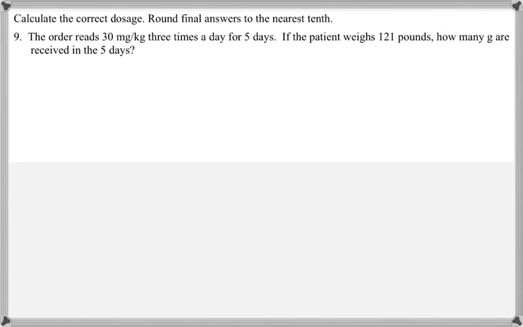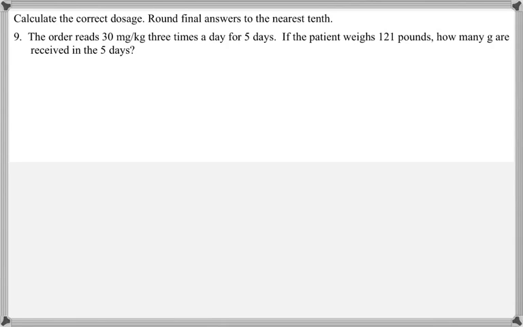Number 9 says the order reads 30 milligrams per kilogram 3 times a day for 5 days. If the patient weighs 121 pounds, how many grams are received in the 5 days? So we don't need to worry about converting to liquid form in this problem, but we do need to worry about time because they're talking about 3 times a day for 5 days.